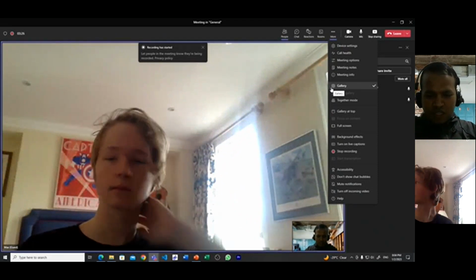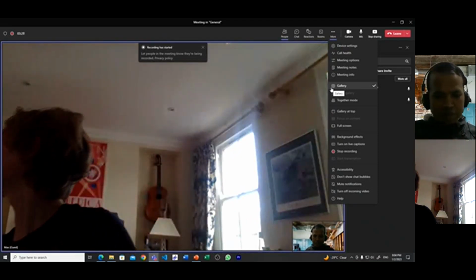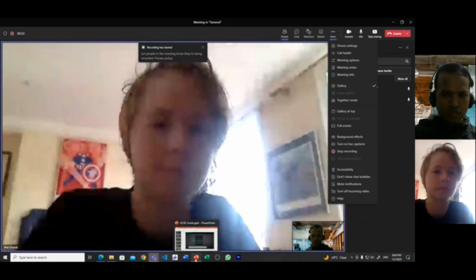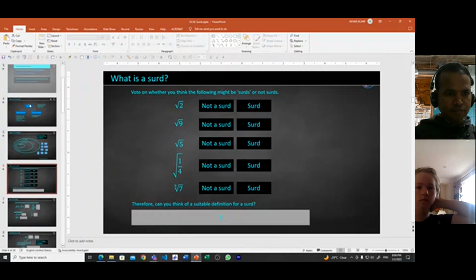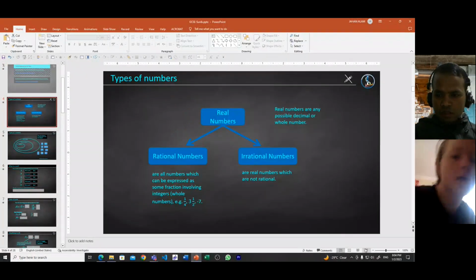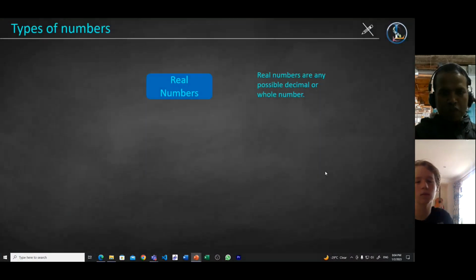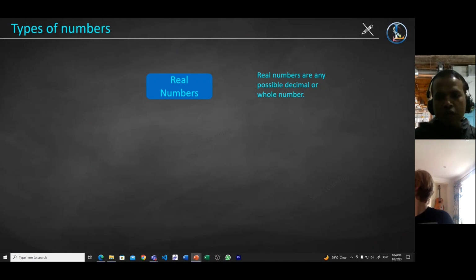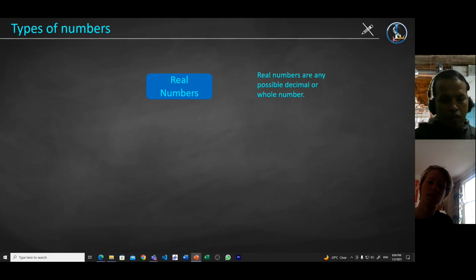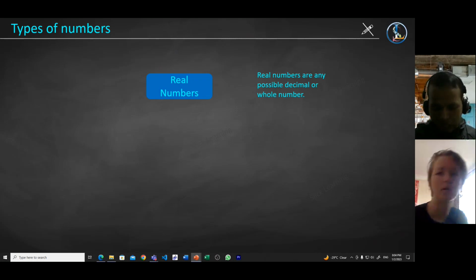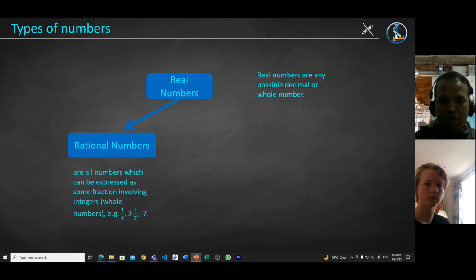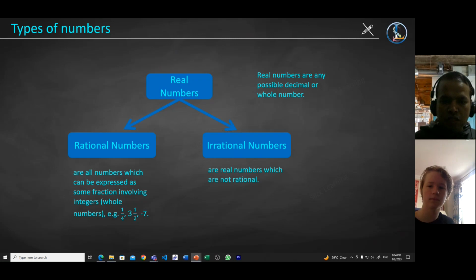Okay. Let's start with Surds. I have prepared some of the content that is related to your topic. So we'll be starting first with the types of number. As we know, all the numbers that we use in real life are given the name real numbers, and real numbers have two parts. One we call rational numbers, and the other we call irrational numbers.